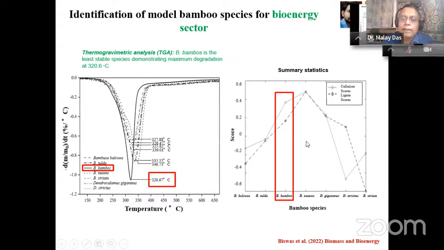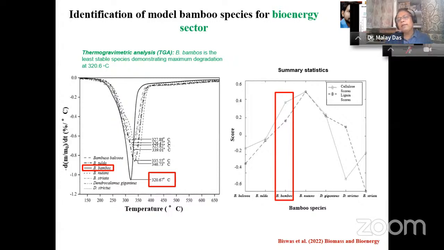So after analyzing, we found Bambusa bambos is again another species where in terms of cellulose content it is the second best, because topmost was Bambusa nutans, but the problem is here lignin content was also one of the highest. But instead of taking Bambusa nutans, we considered Bambusa bambos as one of the model bamboo plants for future bioenergy sector, because here the cellulose content is one of the highest, the lignin content is relatively low, and the TG analysis shows that the degradation temperature is also one of the lowest.